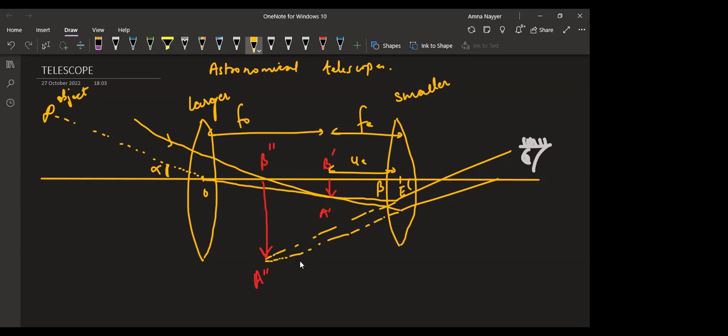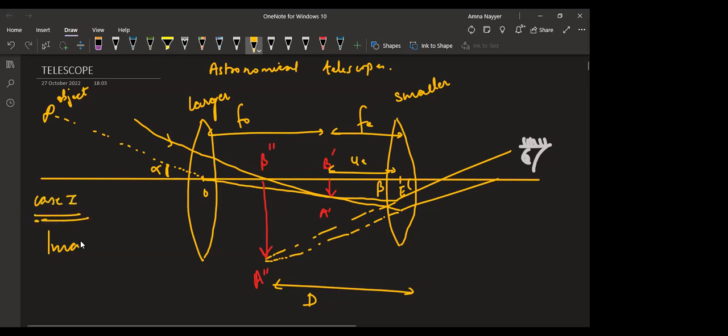And finally, this is the case when the image is formed at the least distance of distinct vision. You can even write it as case one. The image is formed at the least distance of distinct vision. And what is the value of the least distance of distinct vision? 25 centimeters. Yes, good answer. Others also correct. D is 25 centimeters. So this you have to remember.